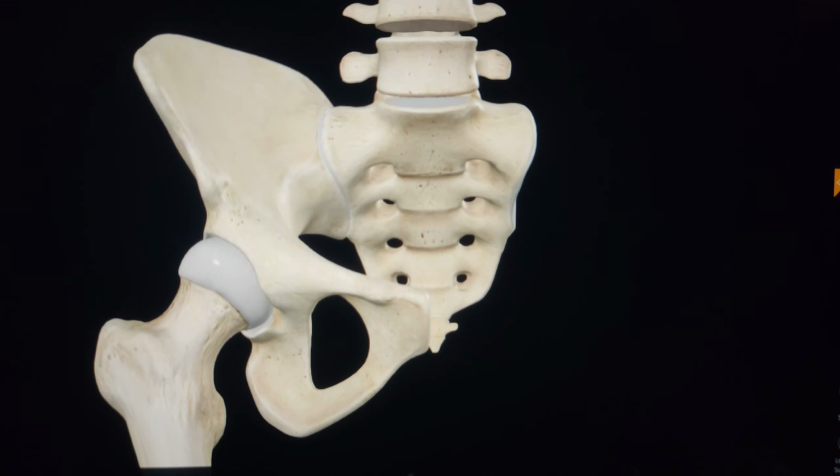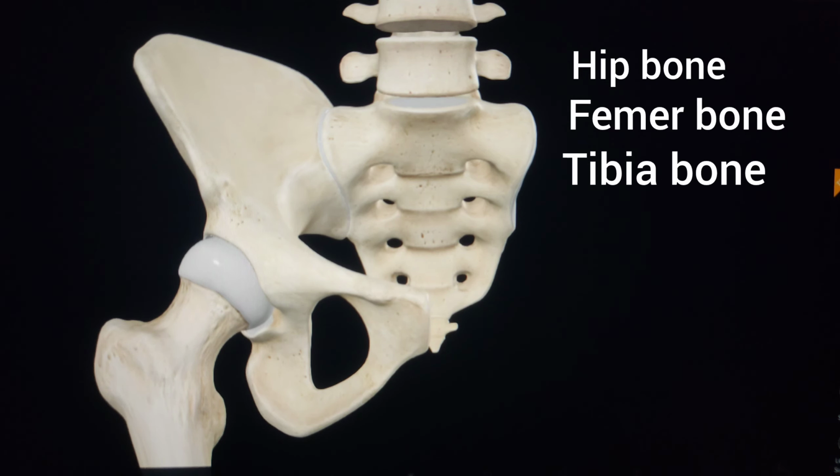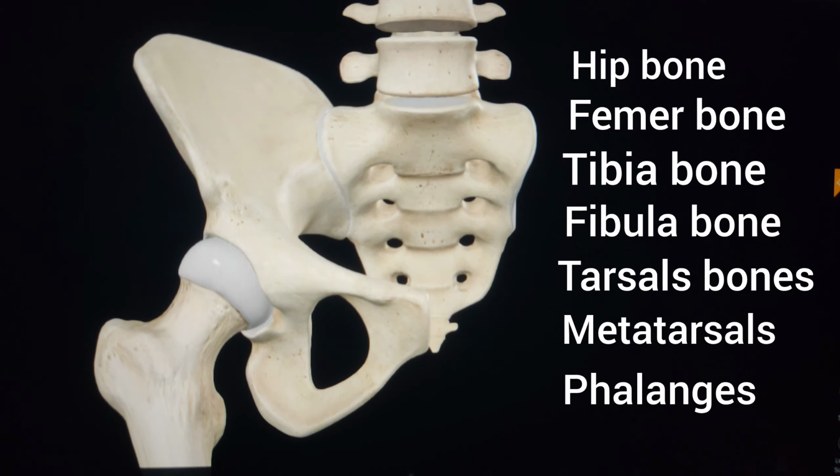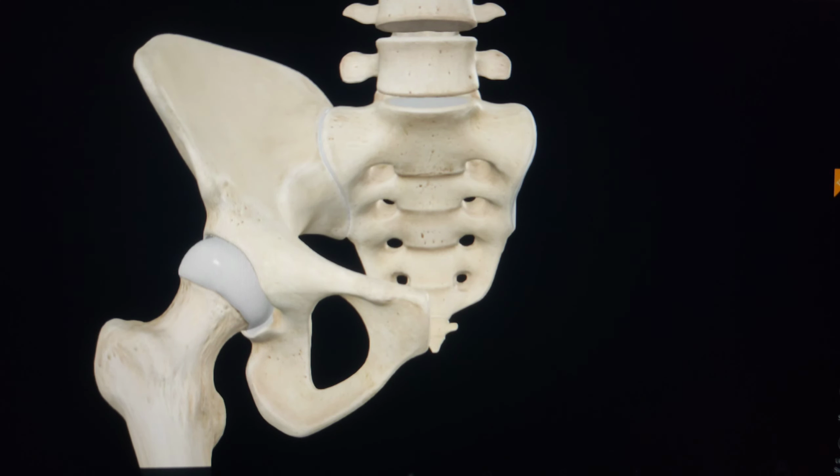In this video lecture we will discuss the osteology of the lower limb. Students, the lower limb has the hip bone, femur, tibia, fibula, tarsals, metatarsals and phalanges. So first we will discuss the osteology of the hip bone.